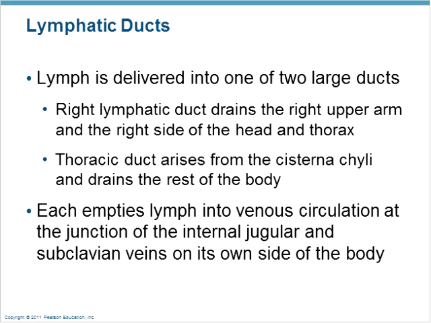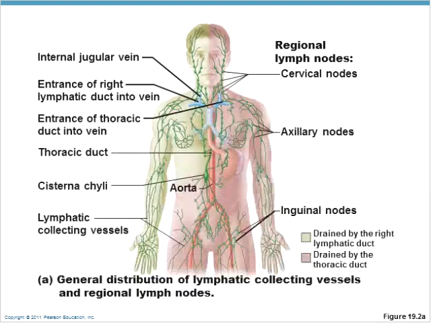Lymph is delivered into one of two large ducts. The right lymphatic duct drains the right upper arm and right side of the head and thorax, and then the thoracic duct, which arises from the cisterna chyli, drains the rest of the body. It's really important to know that. So the right upper quadrant of the body is the right lymphatic duct. Everything else is the thoracic duct. Each empties lymph into the venous circulation at the junction of the internal jugular and the subclavian veins on its own side of the body. So it's important to know that.